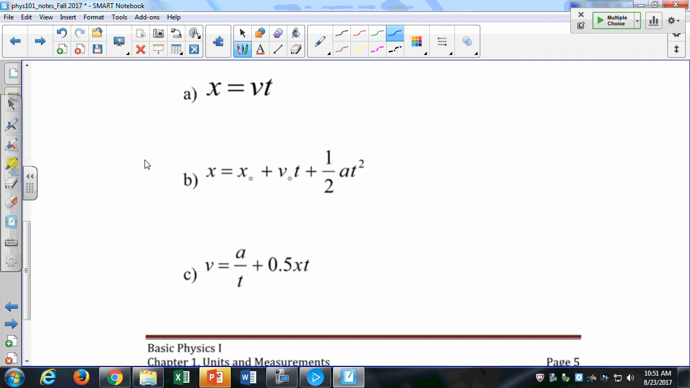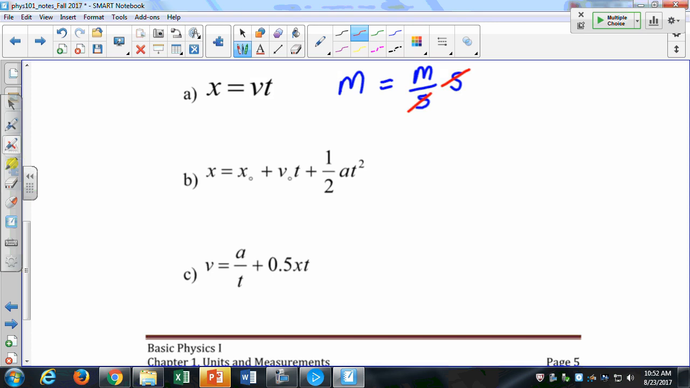This is velocity times time. Are those consistent? Well, let's take a look and see. So x is in meters, and v and t, v is meters per second, t is seconds. And now I can cancel out or simplify. I can cancel those seconds.